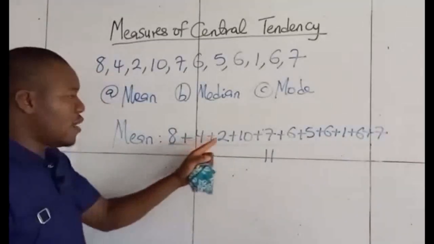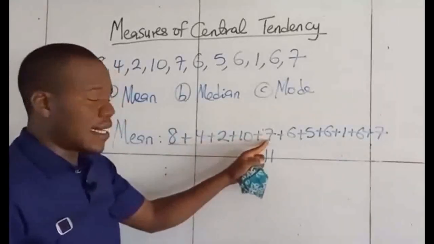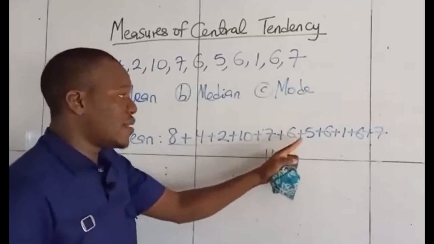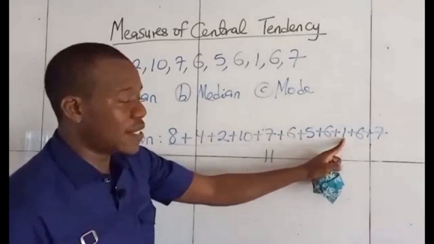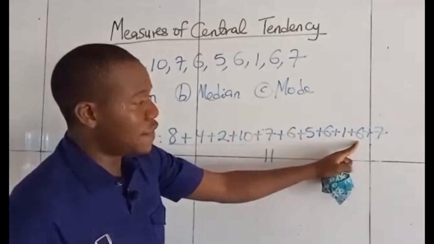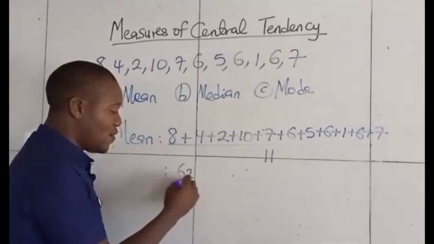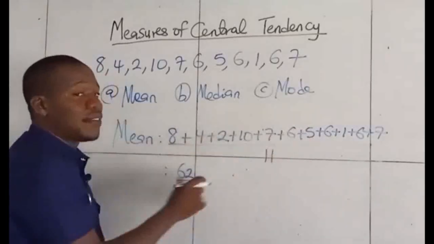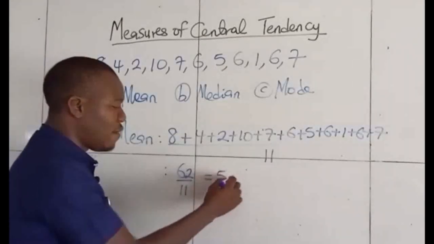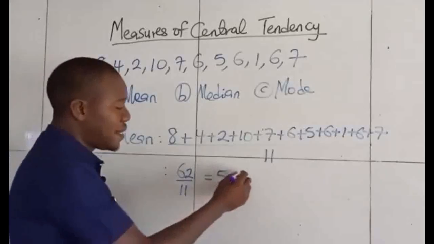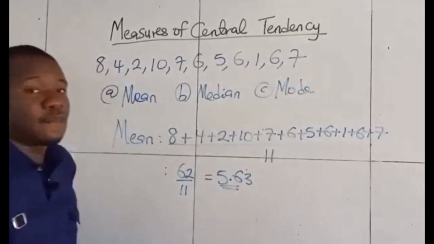So quickly I will add them together. 8 plus 4 is 12, plus 2 is 14, plus 10 is 24, plus 7 is 31, plus 6 is 37, plus 5 is 42, plus 6 is 48, plus 1 is 49, plus 6 is 55, and plus 7 is 62. So I have 62 over 11. When you add all the scores, you have 62. Then you divide by 11. This will give me 5.63 in 2 decimal places.